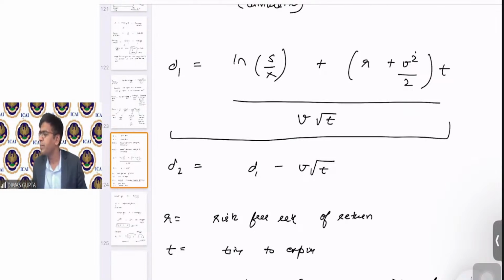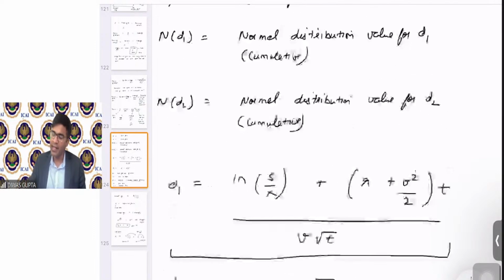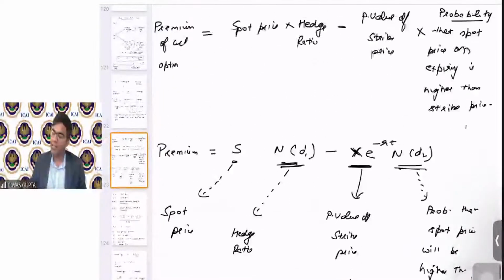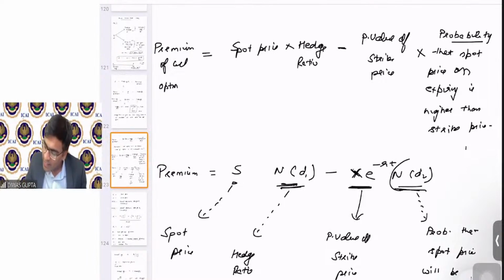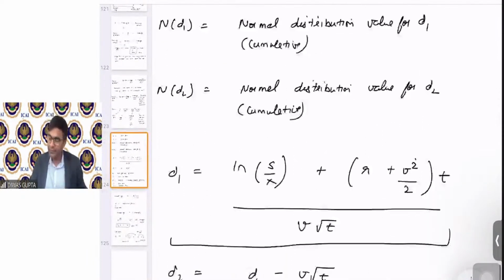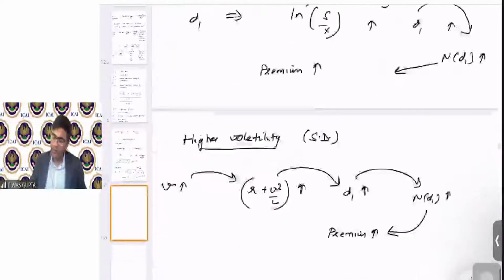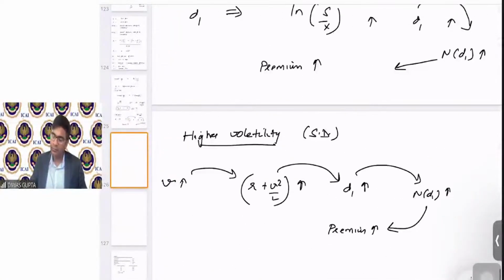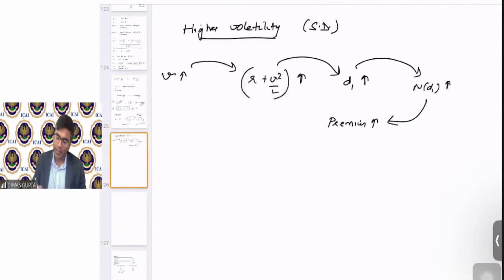Shruti asks about the possibility that spot price is higher than strike price, and the assumption. Yes, Shruti, that is what the assumption is. And that is why we are multiplying it with this probability, which is given by ND2. Okay. Perfect. Let's move ahead.